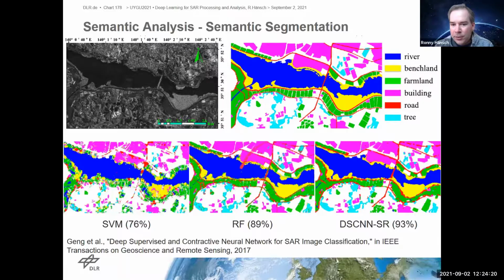Interestingly, random forest didn't behave that badly either. Random forest was nearly 90%. This proposed ConvNet was 93% on this data.